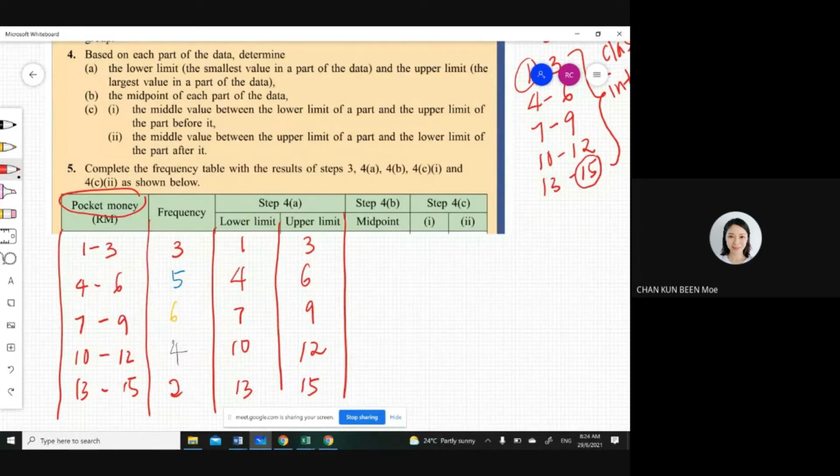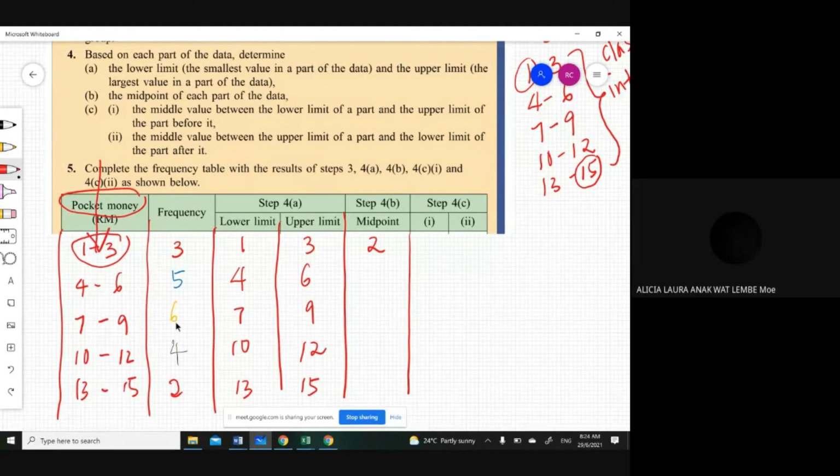Now we are going to get the midpoint. So the midpoint is in between the lower limit and upper limit, or you can just determine it from the class given. Or what you can do is add the upper limit with the lower limit and then divide by 2. That will be the midpoint. So in between 1, 2, 3, which number is in the middle? 2. 2 is in the middle, right? So that is the midpoint. What about the next one? 4 and 6? 5. And then this one will be 8. 11. And the last one? 14. Correct. Okay, so these 2 are done already.